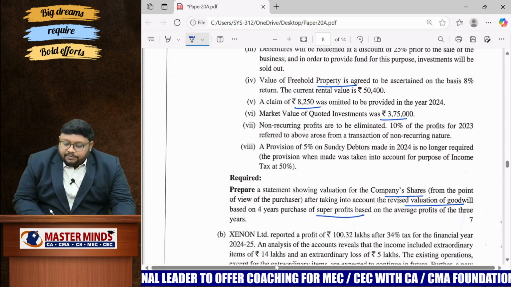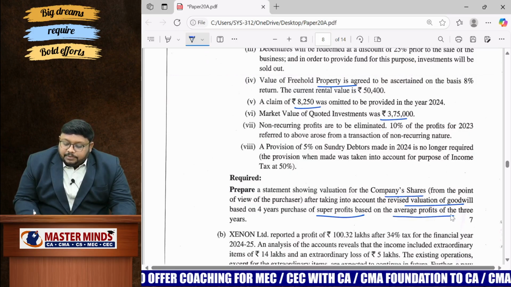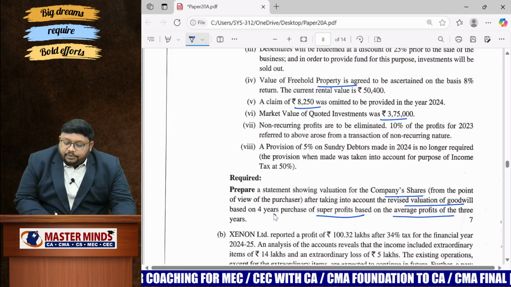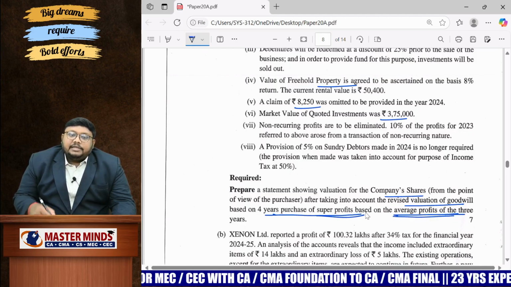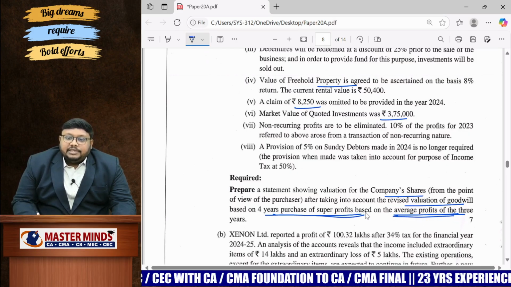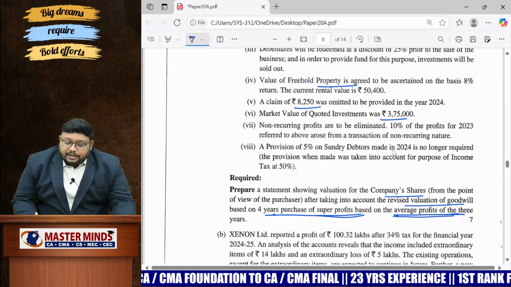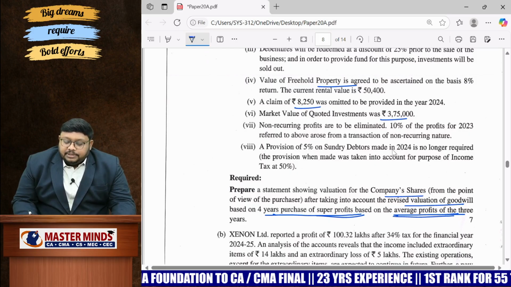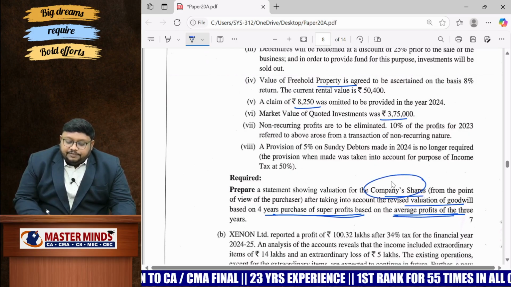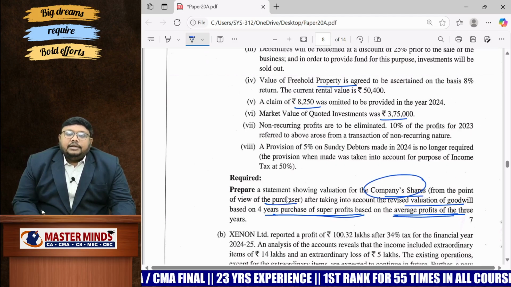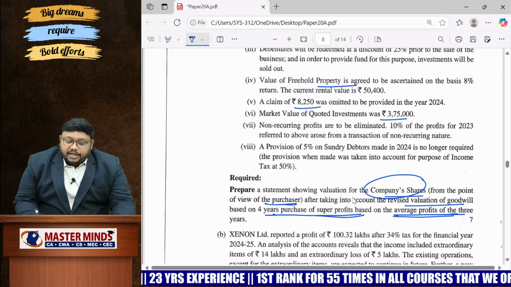So based on the super profits method, and super profits of average profits, here they have given 4 years purchase of super profits, based on average profits of 3 years. For the average profits of 3 years, you have to make average adjusted profits, with the adjustments made clearly, and then we need to find out the average profits. Based on that, we need to find the value of the company's shares from the purchaser's point of view. So from the purchaser's point of view, you need to know the amount of the share, what is the value of the share.